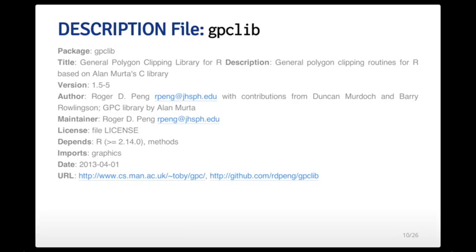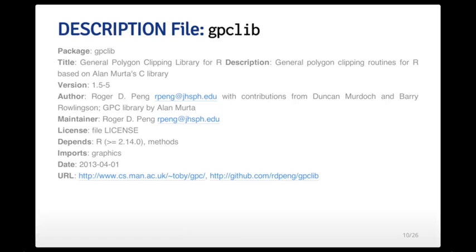So here's an example description file from the GPClib package. Here you can see the name of the package is GPClib. The title is the General Polygon Clipping Library for R. The description is the General Polygon Clipping Routines for R based on this C library by Alan Murtaugh. The version we're currently at is 1.5-5. I am the author, but there have been a number of contributions from other people. I'm also the maintainer, and there's my email address for the maintainer.